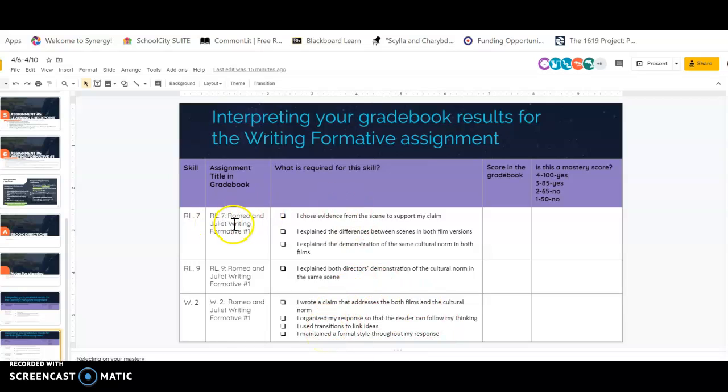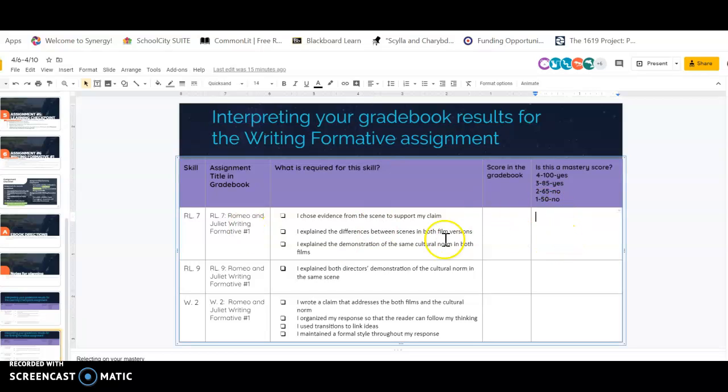So for example, if I got an 85 for RL7, Romeo and Juliet writing formative, that means I have a mastery score, I'm done. If for RL9 I get a 4 at 100, that's a mastery score, I'm done. And then let's say for writing 2, you got a 65 in the gradebook. That is not a mastery score. So then if I got a 65 or a 50 in the gradebook, I'm going to go back and reread my 2 paragraphs that I wrote.